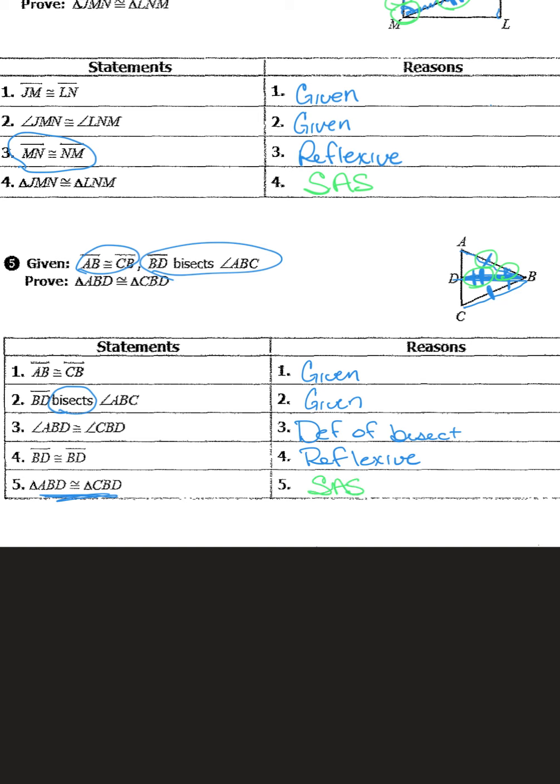So you have two different shortcuts that you can use today. Side, side, side, which just means three sides and three sides. Or side, angle, side, which is the side, the angle, and the other side that the angle touches. So that's basically what we're covering today.